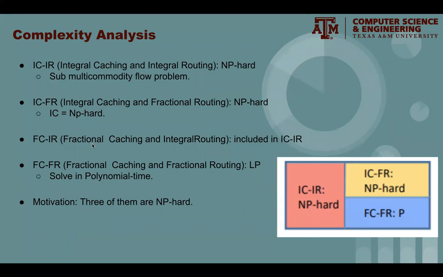And the author mentions that they did not include the FCIR case because they proved that FCIR case is a subcase of ICIR case, so it will be solved when solving ICIR. And the last one, FCFR, is the easiest case because it can be solved in polynomial time using linear programming. And at the end, since 3 of the cases are NP-hard, it becomes one of their motivations. That's because for NP-hard problems, there is always some space for improvement. So they believe they can design some good algorithms that can compete with the current algorithms and make their own improvements. Okay.